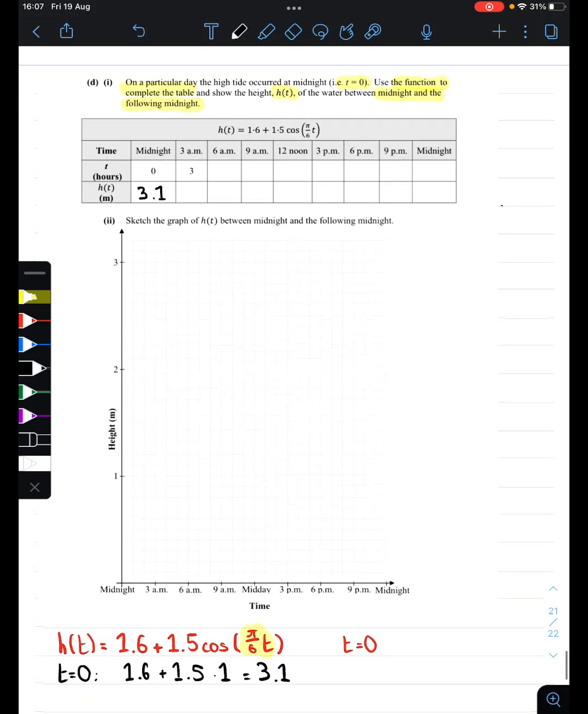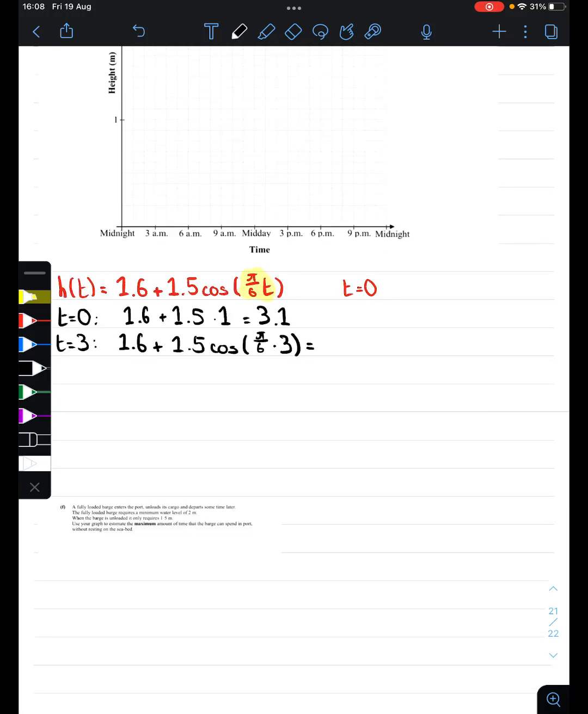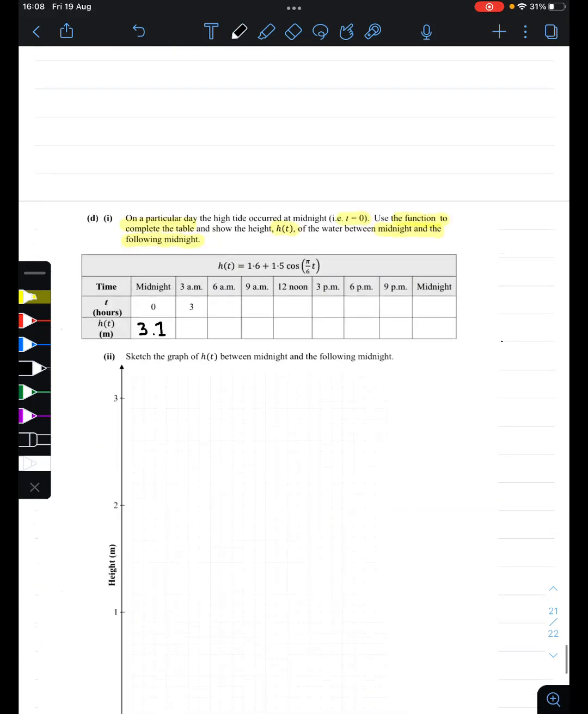At 3 a.m., t equals 3. So let's plug in t equals 3 into this formula. So we get 1.6 plus 1.5 times cosine pi over 6 times 3. Cosine of pi over 2 is 0, so this whole thing is 0. So we get 1.6 plus 1.5 times 0, so just 1.6.